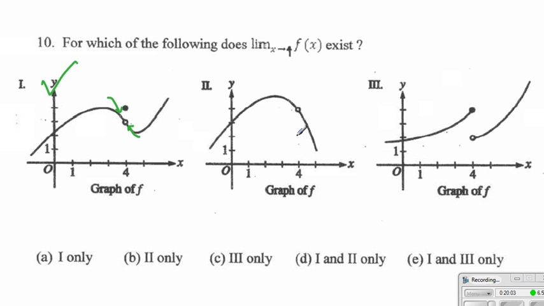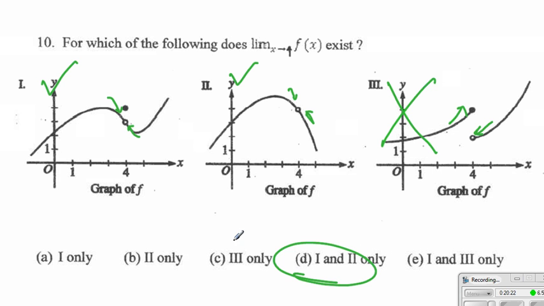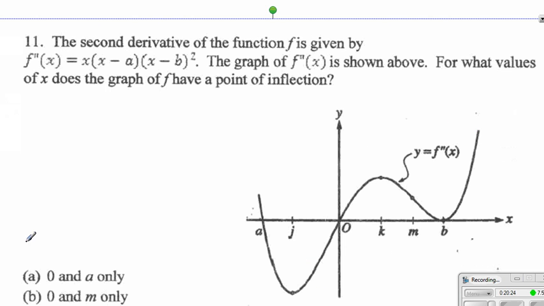How about number 2? Same thing. They're approaching the same value. You see the approaching, not what the value is, but what they're approaching. That's important. The second one also works. On the other hand, the third one goes here. From the right side, we end up getting another value, so the third one is not. So our answer is first one and second one only. Now, let's look at the next question.